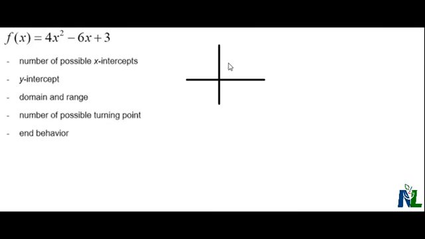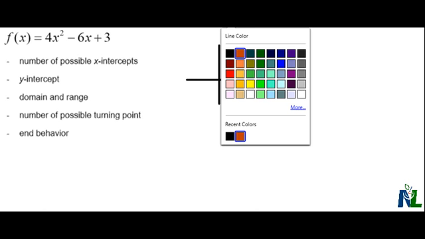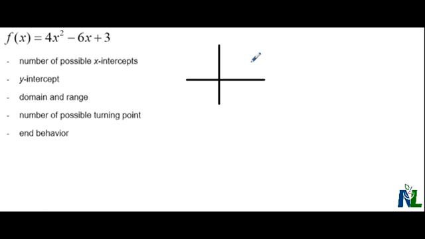In this example, we'll be reviewing the characteristics of a quadratic function. So the quadratic function I'm given here is 4x squared minus 6x plus 3. A couple of things we'd like to look at before we get started would be to make a general sketch of this curve on a set of axes I've drawn here.